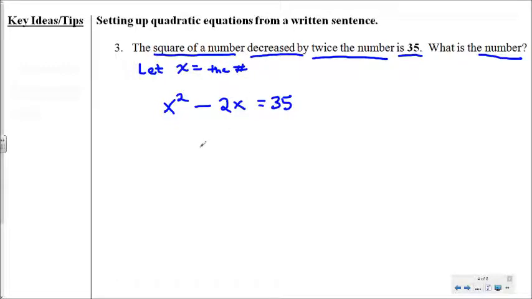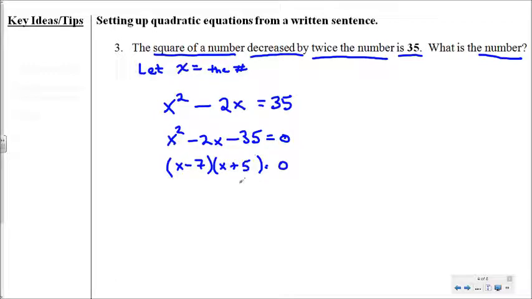So all I have to do is follow the steps from the previous two examples. I need to get it in standard form by subtracting the 35 from both sides. Then I'll need to factor my equation. So the values that will multiply to negative 35 and add to 2 will be negative 7 and positive 5. Then I'll apply the zero product property to say that x minus 7 would equal 0, which occurs when x is 7, or x plus 5 equals 0, which occurs when x is negative 5.